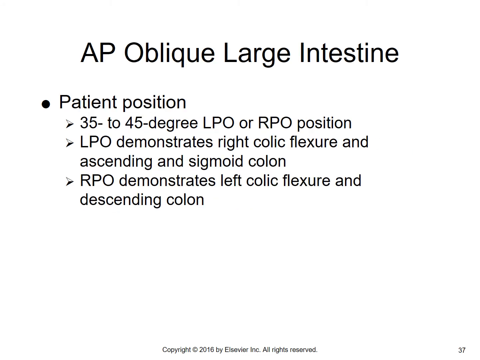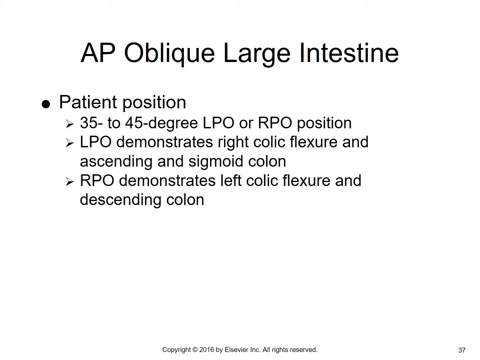AP obliques. Okay, so what did we learn? We learned that the RAO opened up the hepatic flexure. And then what's the reverse of an RAO? Well, that would be an LPO, so that too opens up the hepatic flexure. Remember, the LPO would be the mirror image of the RAO. So some places will do anterior obliques, RAO, LAO. Other places will do posterior obliques, LPO, RPO. It just depends on the institution.